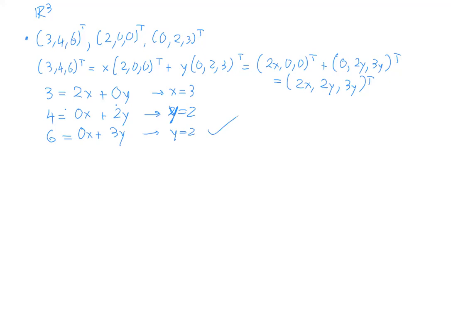So we just found that 3, 4, 6 is the same thing. Why is x equal to 3 in the first one? No, I'm sorry. I meant, yeah, you're absolutely right. I meant 3 halves. So we're going to have 3 halves of 2, 0, 0 times 2, 0, 0 plus 2 times 0, 0, 3. So they are linearly dependent.